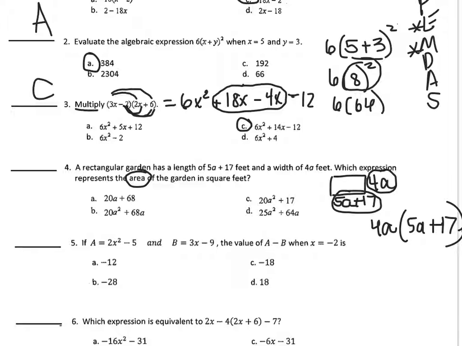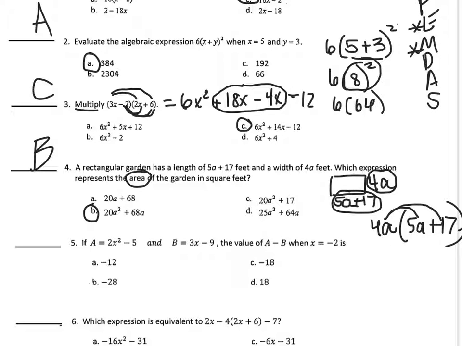However, it's not one of our multiple choice answers. So my guess is they must have simplified it and put it in simplest standard form by distributing. 4a times 5a gives you 20a squared. 4a times 17 gives you 68a. The answer is choice B, 20a squared plus 68a.